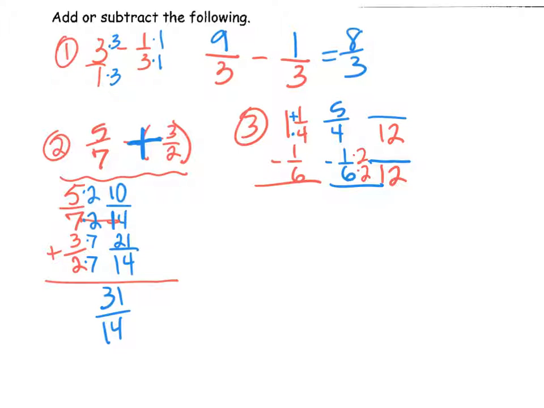1 times 2 is 2. My new fraction is 2/12. What did I do to 4 to get 12? 4 times what makes a 12? 3. I multiply the whole fraction by 3. 4 times 3, and then the numerator, 5 times 3, is 15. So here's the new math that I care about: 15/12 take away 2/12. That's what I'm focusing on right now. And 15 take away 2 is 13/12.